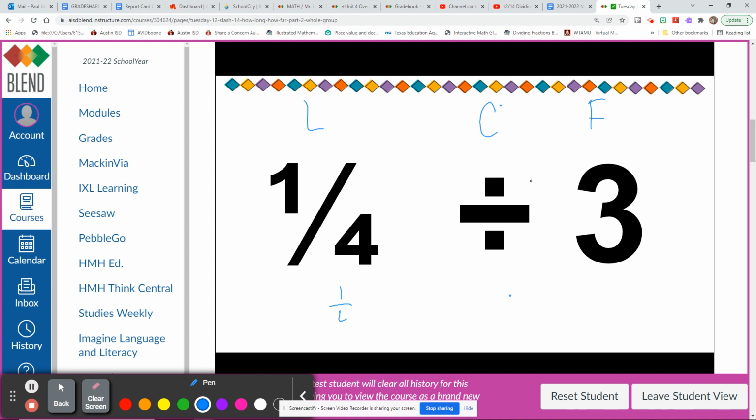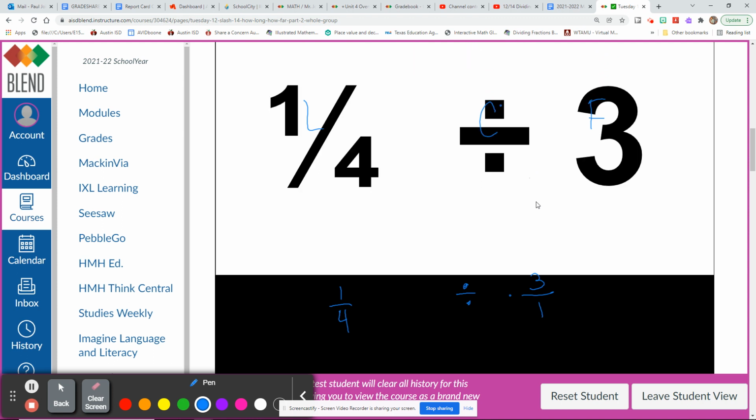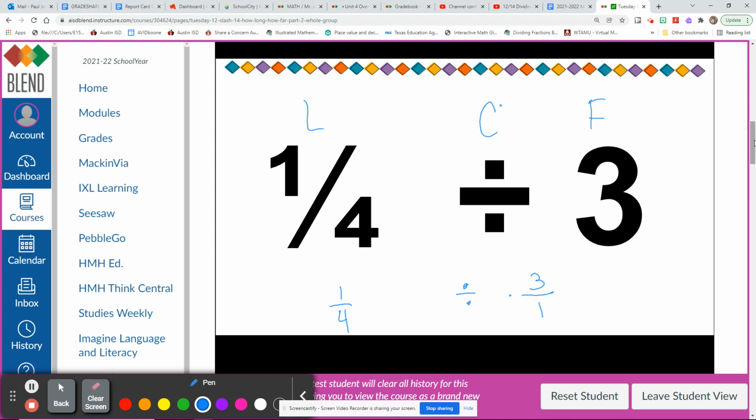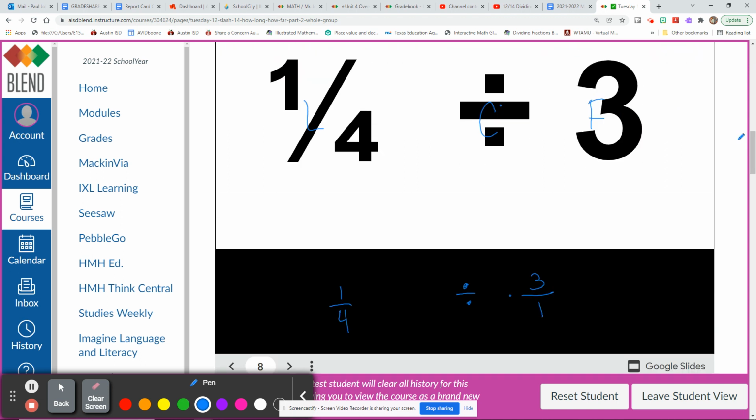Remember, if you set up the problem to begin with, it's going to be 1/4 divided by 3/1, right? So leave, change, and flip, and then you can solve. If you did leave, change, flip, your first number stayed the same, so it stayed 1/4. Sorry, I'm going to clear this and start over. 1/4 divided by 3/1. So if we leave the first thing alone, that stays 1/4.